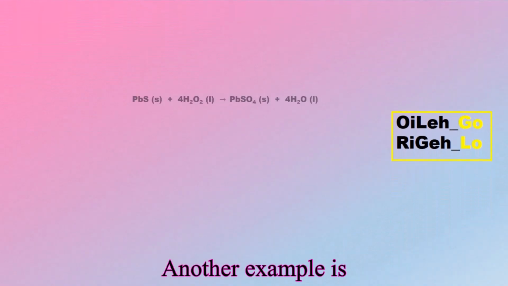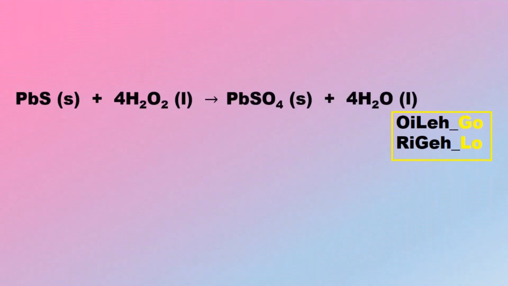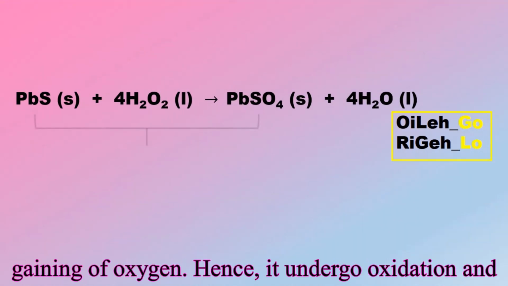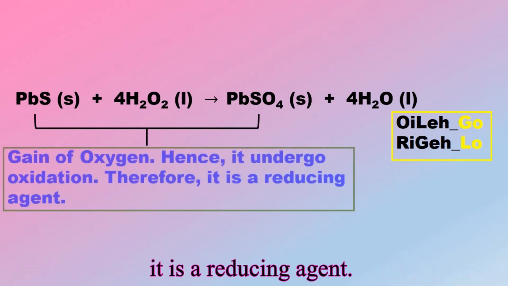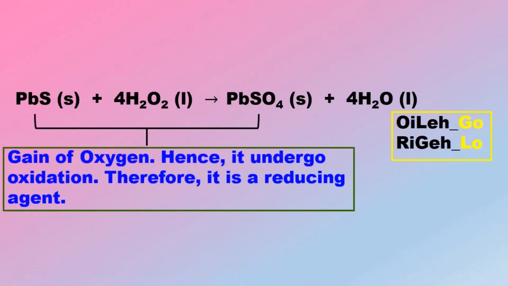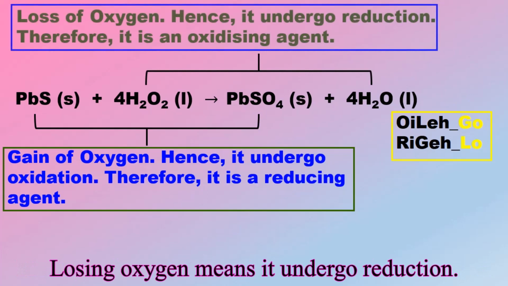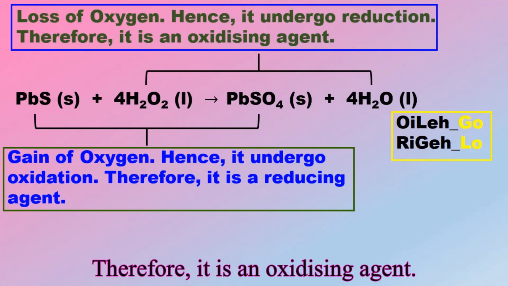Another example is, in the equation, PbS produces PbSO4. This shows gaining of oxygen. Hence, it undergo oxidation and it is a reducing agent. H2O2 produces H2O, which means it loses oxygen. Losing oxygen means it undergo reduction, therefore it is an oxidizing agent.